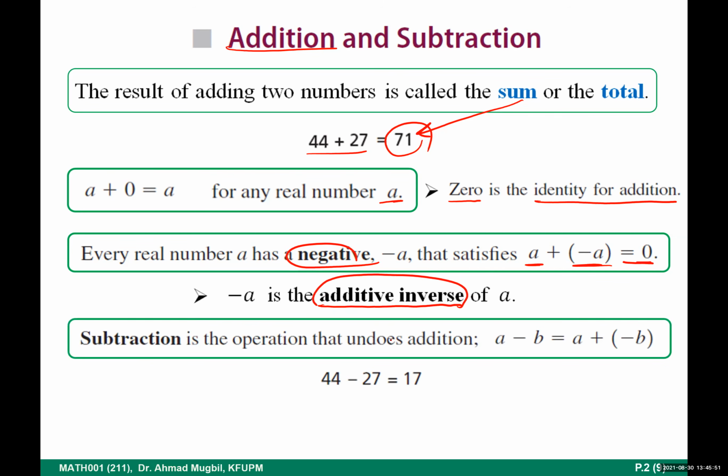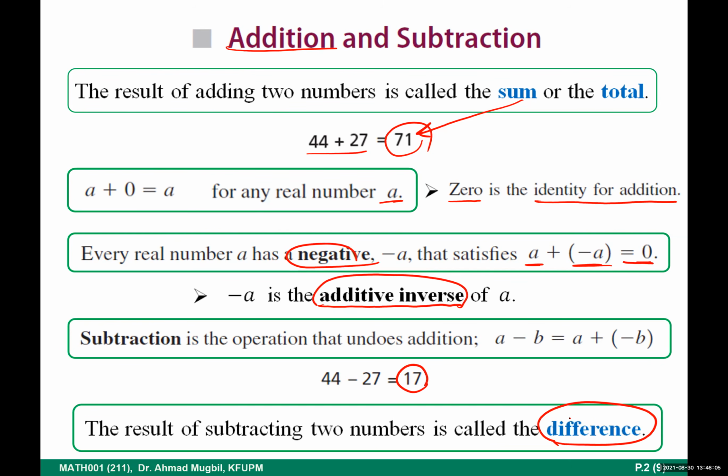Subtraction is the operation that undoes the addition, so it is the opposite of addition. The result of subtraction is called the difference. Here, the difference is 17. Look at the definition of subtraction, it is so important. A minus B is A plus the negative of B.